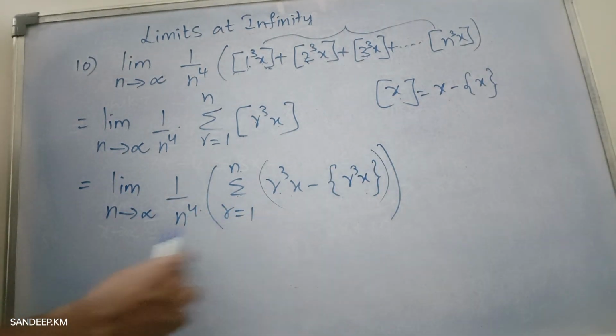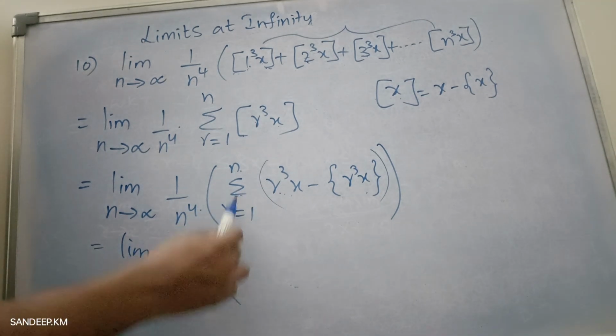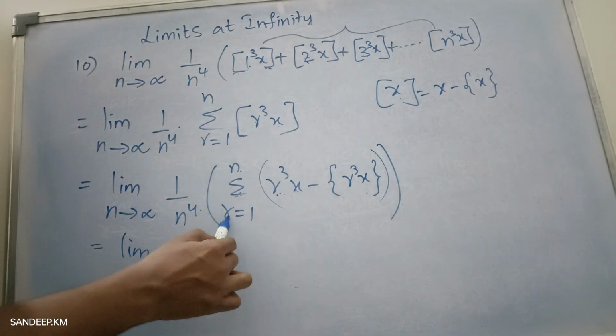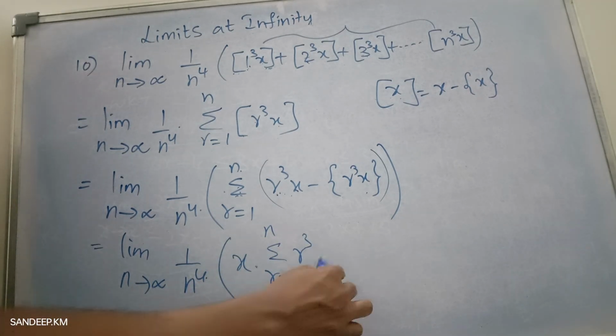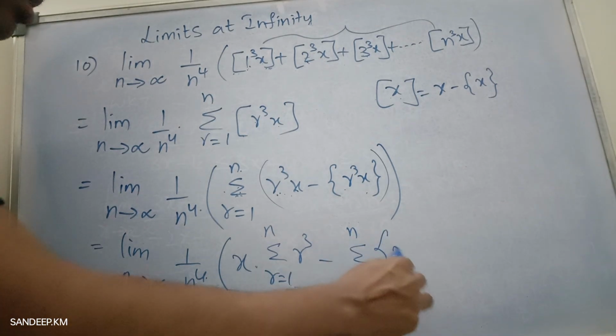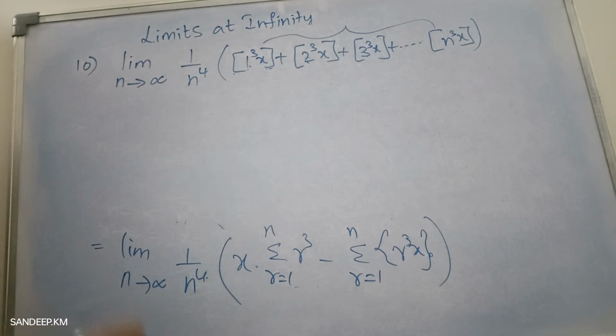Okay, now separate the summation. Limit n approaches infinity, 1 by n power 4 into, open the brackets, summation for this one. When I give summation for this one, x does not depend on the summation, only r depends on the summation. Since x does not depend on the summation, you can take x out of sigma. Okay, what will you get? Sigma r is equal to 1 to n r cube. Okay, fine. Minus, summation is also for this, sigma r is equal to 1 to n fractional part of r cube x. Close the bracket. We are very close to our answer. I hope you understood up to here, dear students.